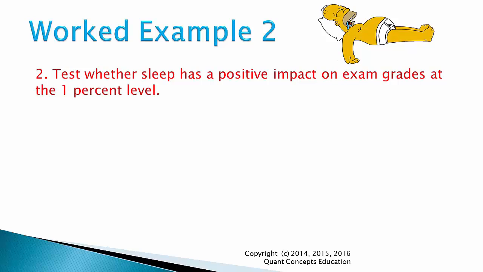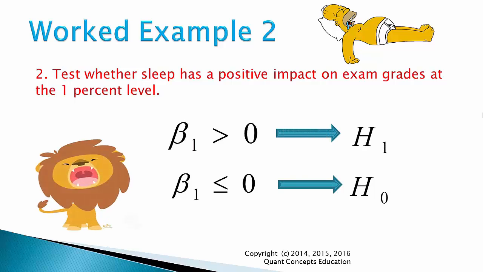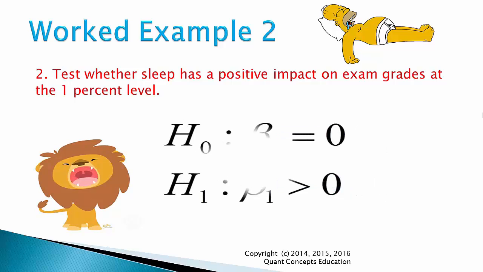Alright, let's write down the claims being tested here. If sleep has a positive impact on grades, then beta 1 must be larger than 0. The counterclaim, which is the complete opposite of that, must be that beta 1 is less than or equal to 0. Remember, the claim with the equal sign is always the null hypothesis, so the other claim must be the alternate hypothesis. Now, writing this properly, we get this. And since the sign in the alternate hypothesis is a larger than sign, this is an upper-tailed test.